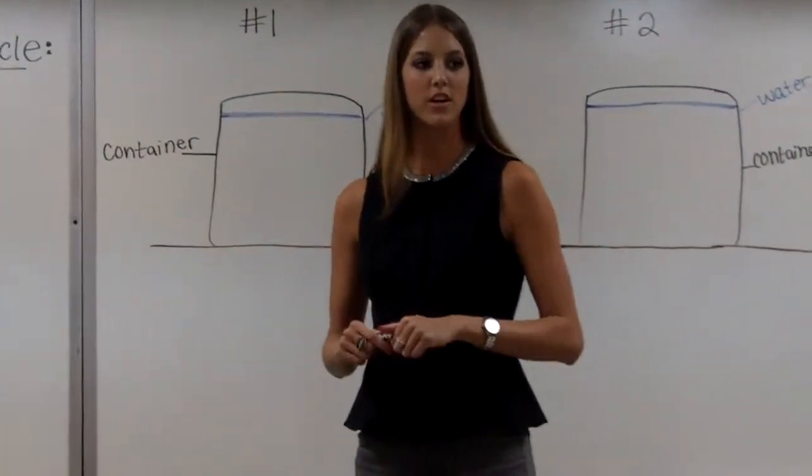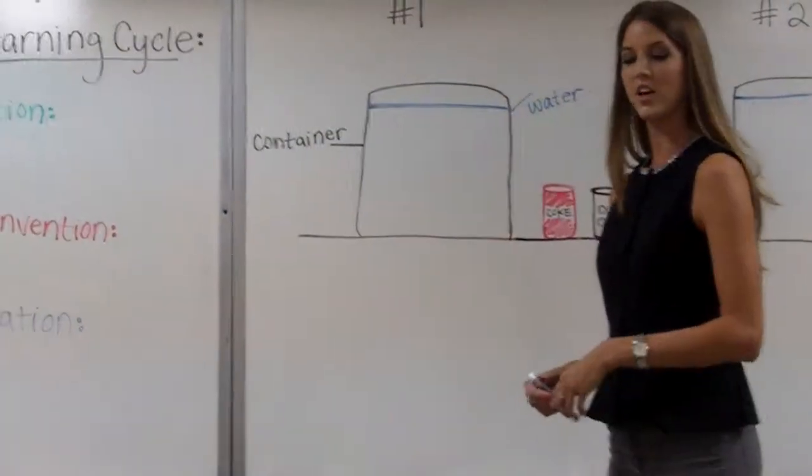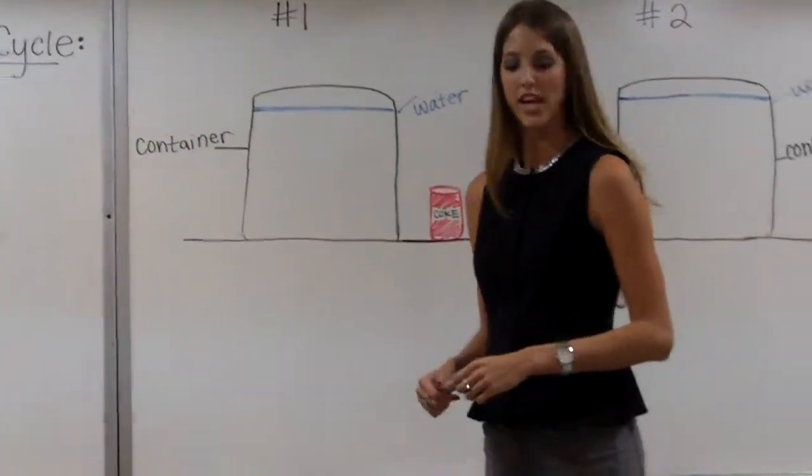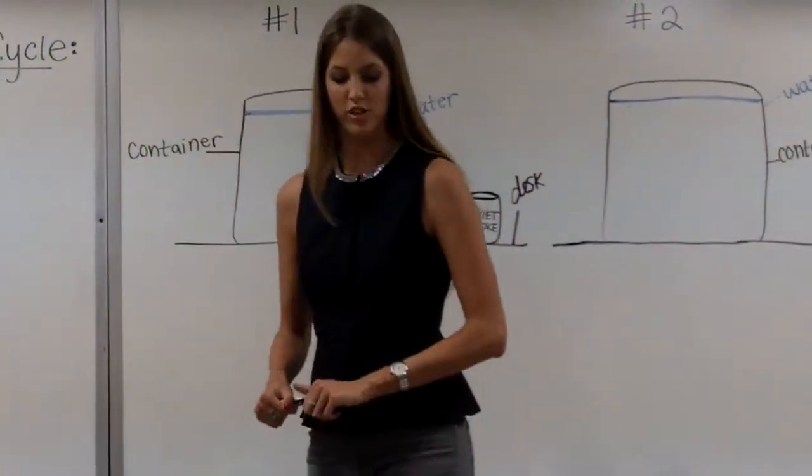We talked about it before. Density. So because the Coke has sugar in it, it makes it more dense than water. And the Diet Coke is less dense, so it floats.